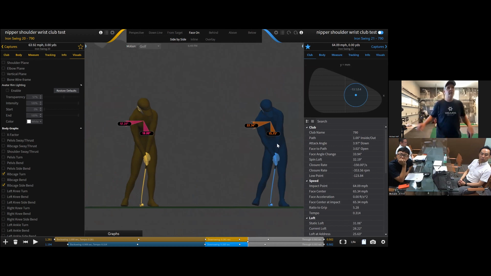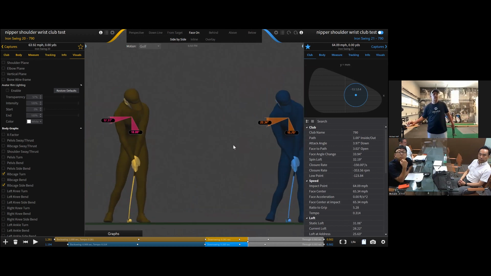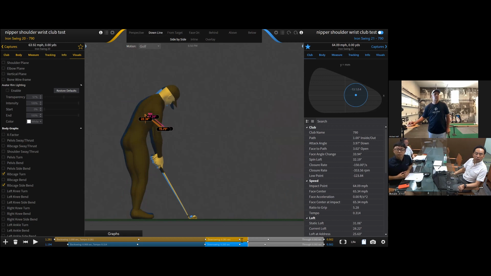So Taiki, you might need to help me with this. Sure. The average tour player has the same amount or more turn right here, ribcage turn, than side bend. So you can see here that I have more side bend than turn. Follow that? The blue man has a lot of side bend and a little less turn.